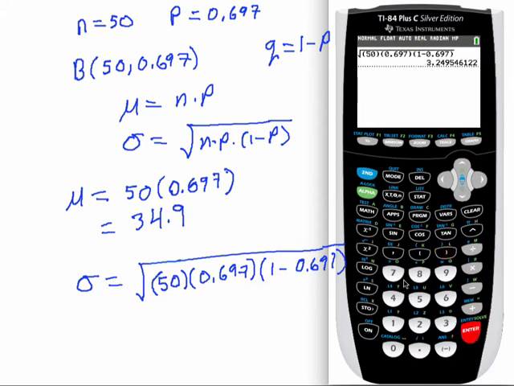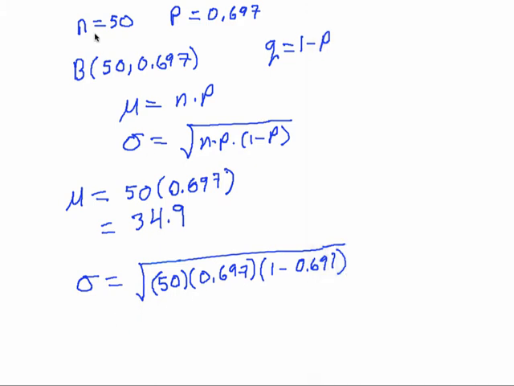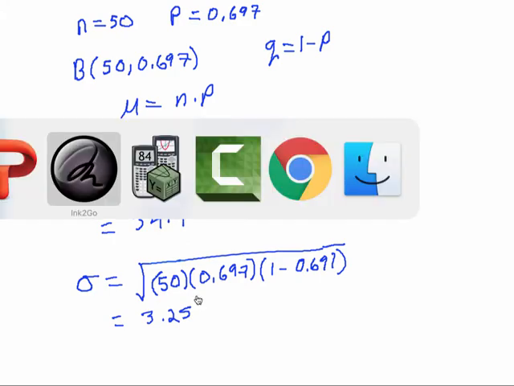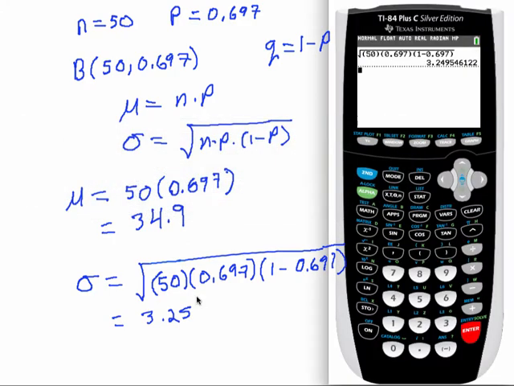Okay, so what do we get here? We get 3.25 for our standard deviation. So sigma here is equal to 3.25. I'm sure I rounded off correctly here. Let me just check that real quick. Yeah, 3.25. Okay, cool beans. All right, so that answers our first two questions.